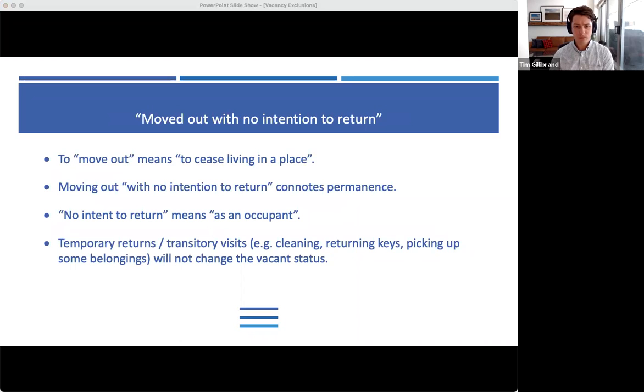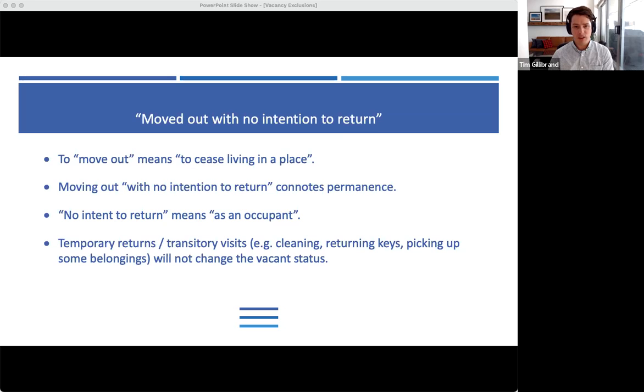So much of the case law on this vacancy exclusion tends to focus on whether a person has moved out with no intention to return. And this is really two issues. First, whether they've moved out. Second, whether they have an intent to return. But the courts have found these are related concepts, and you can see it in the decisions. They need to be decided together. So the court usually deals with those as one issue.